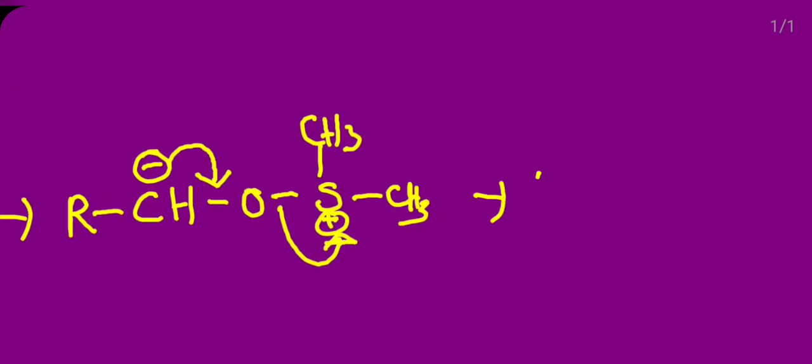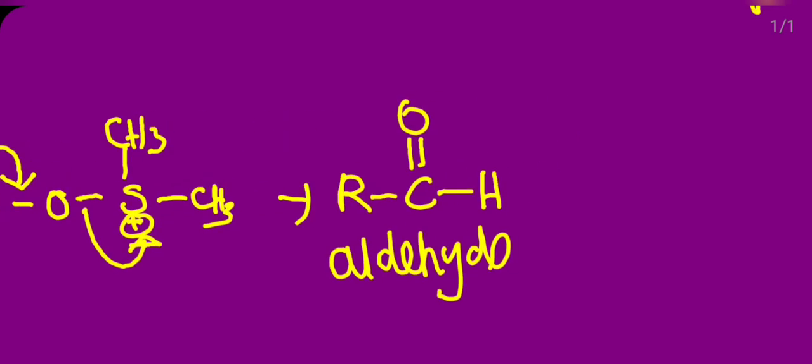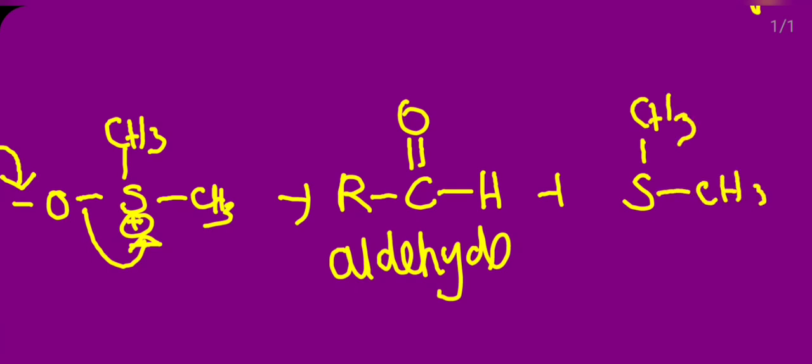You can see here, initially there is the formation of the double bond, C=O, that is, our required product is aldehyde, and the side product will be SCH3 CH3. It is known as DMS, that is dimethyl sulfide, which will be our side product. This is how the mechanism of the Swern oxidation occurs.